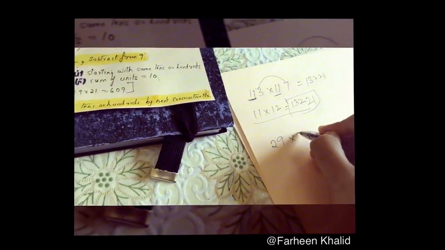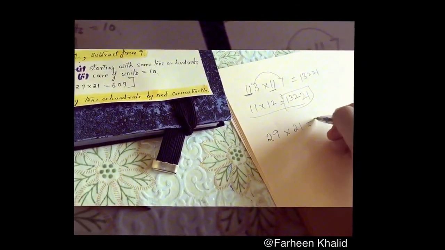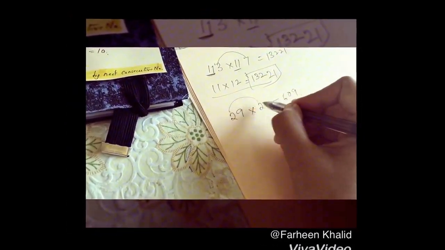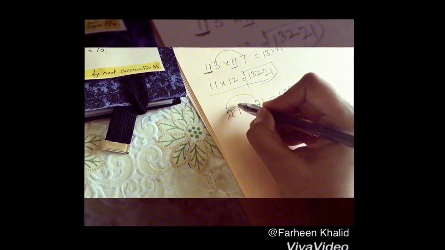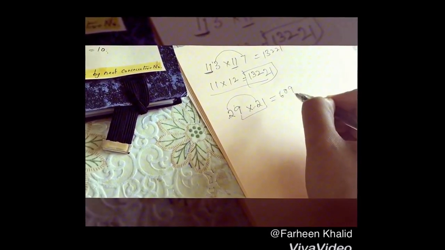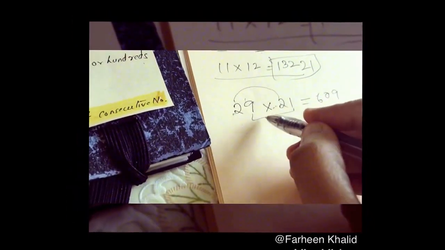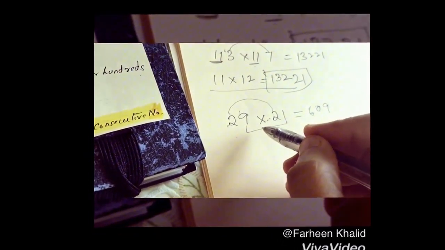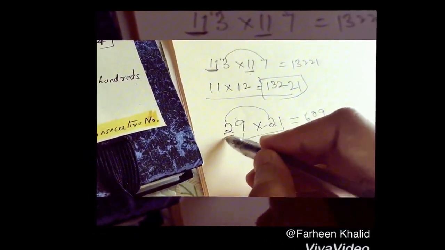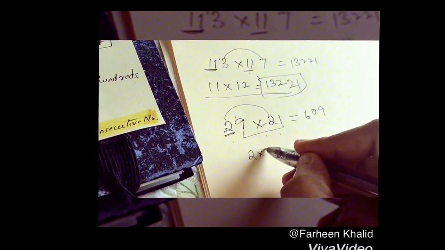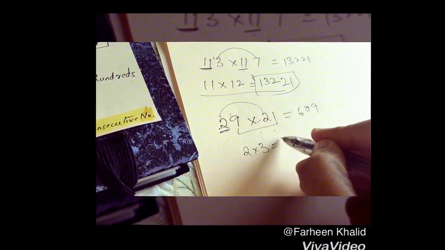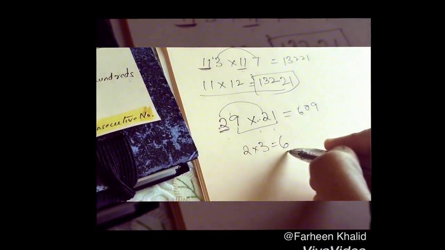Let's say 29 times 21, and the answer is 609. So as you can see again, the first digits are the same, and the sum of the units is supposed to be 10. The numbers in the units place have to sum up to 10. All right, so now we can go ahead. Firstly, what we do here is you take the 2 and you multiply it with the next consecutive number, which is 3. So 2 times 3 is 6. Okay, so that's your answer.